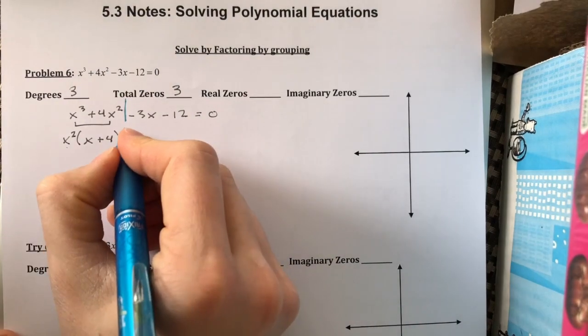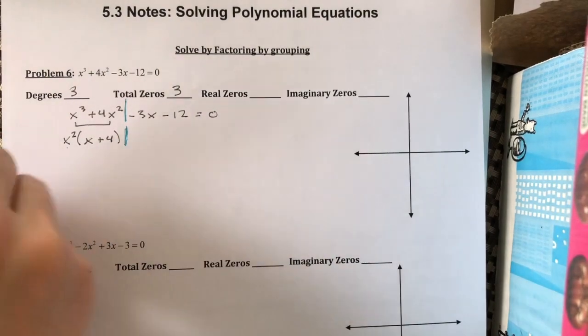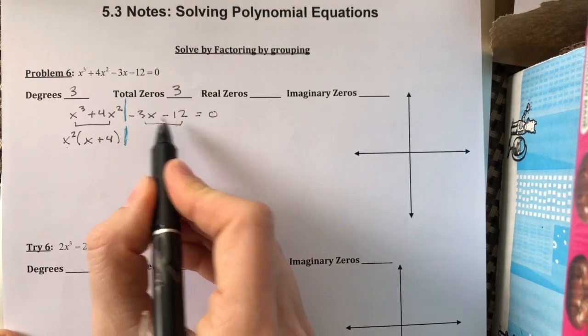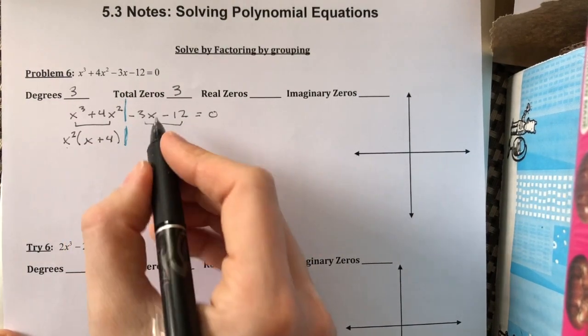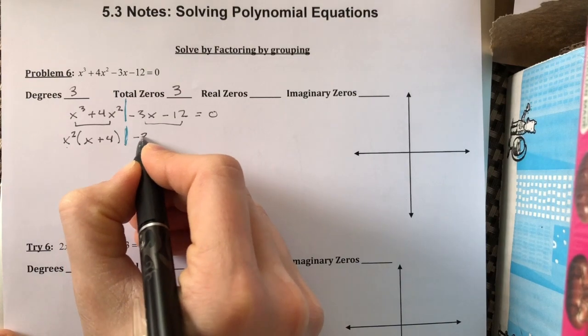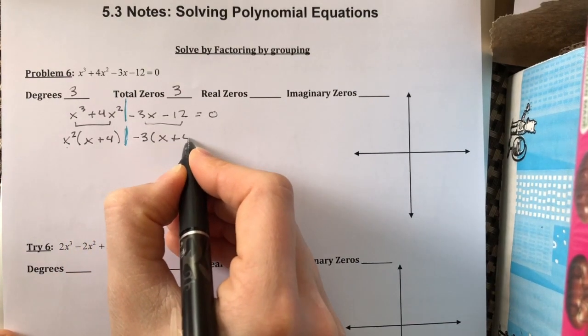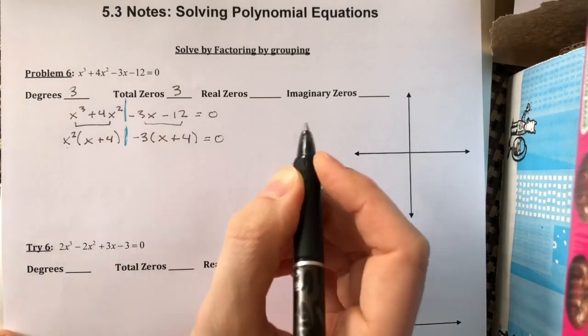Okay, here's my little line. And then let's deal with these 2. These 2 do have a number in common. That -3 is what they have in common. So let's pull that out as a GCF. If I pull out the -3, again, I get x plus 4. And that's exactly what you want.